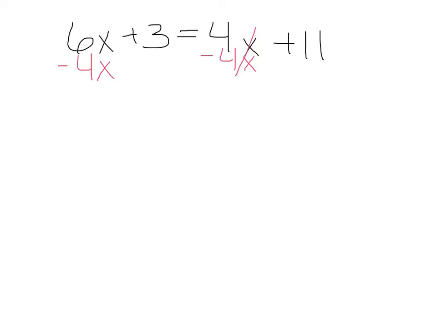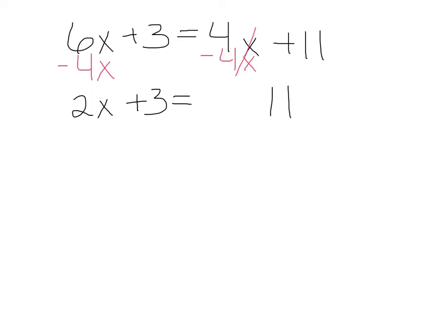So 6x minus 4x is 2x. The rest of it wasn't touched, so you bring it straight down. So plus 3 equals, okay, 4x minus 4x is nothing, and you bring down the positive 11.